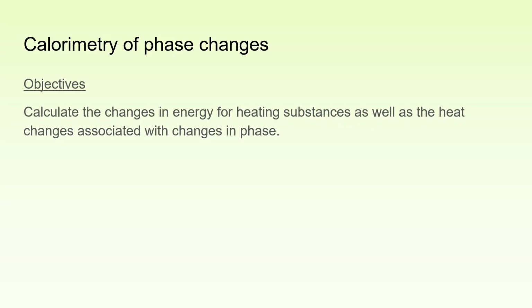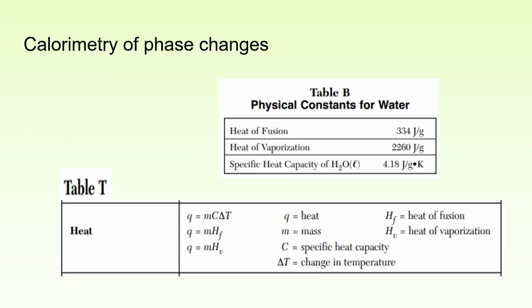This time we're going to take a look at some calorimetry of phase changes. So objectives: calculate the changes in energy for heating substances as well as the heat changes associated with changes in phase. So we're talking about heating stuff up as well as melting it, freezing it, as well as boiling it and condensing it. All right.